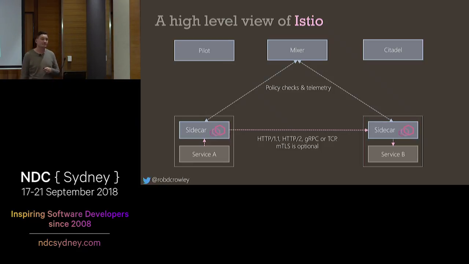We then have Mixer. Mixer gathers telemetry from each one of those services to fuel some of our observability concerns, so success rates, latency. This is also where we do policy checks to make sure that the correct version is applied to each one of these services.